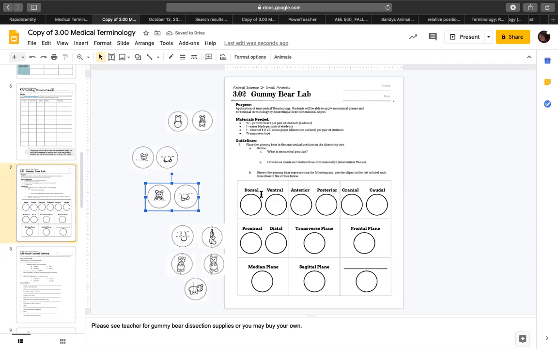All right, so for example, the first one says dorsal and ventral. Well, we know that dorsal is the back of the body, like the dorsal fin of a shark or a fish. And we know that ventral is going to be the underside or the front of the body. So we know that this one correctly shows that. So we place that one right there.